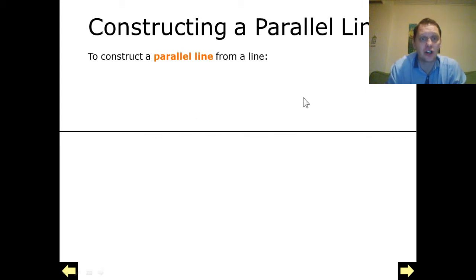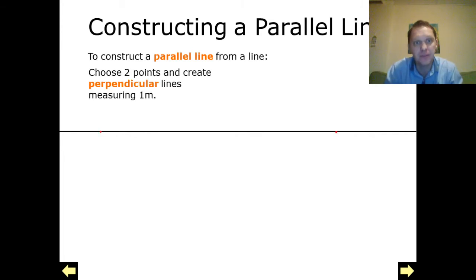So here I've got a line. Now bear in mind that a parallel line is a line which runs exactly in line and it will never ever cross. It stays equidistant. It stays an equal distance all the way along from another line.